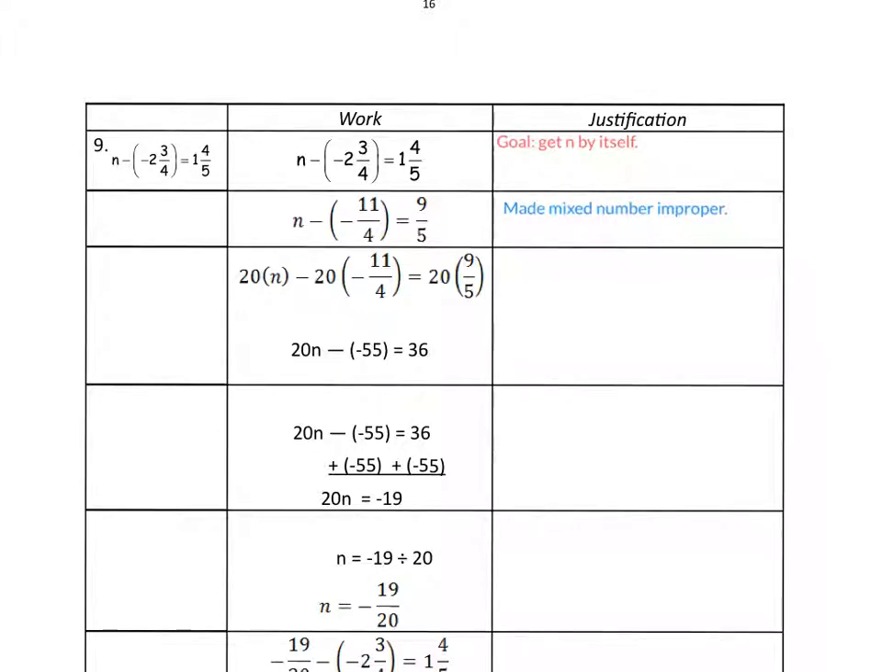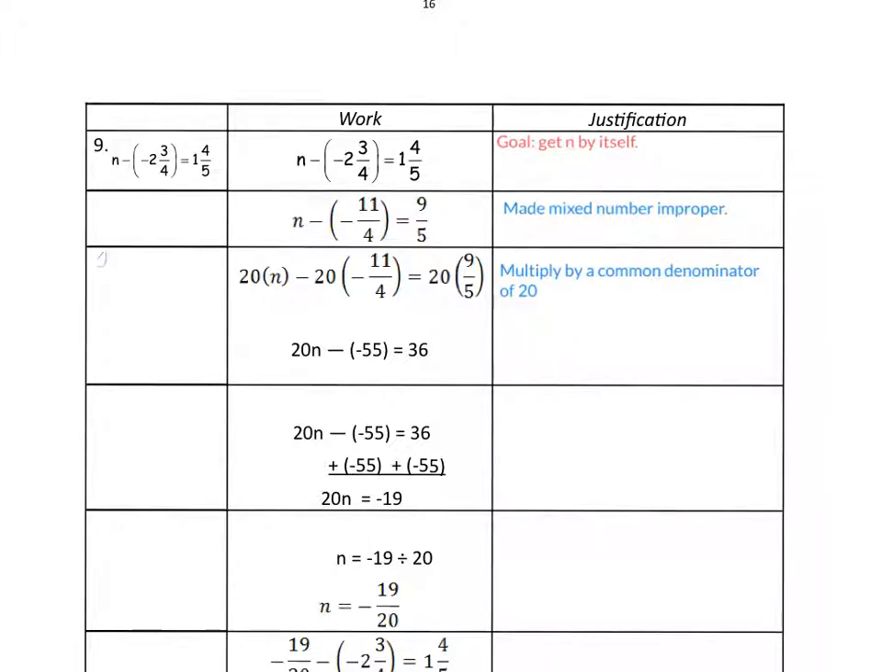So our next step is to multiply by a common denominator. What's our common denominator? 20. Our common denominator for both of those is 20. And so we multiplied everything: the n, the negative 2 3/4, and the 1 4/5. Oh, and I'm sorry, on the second step we also made 1 4/5 into 9/5, so we made that one an improper fraction as well. Here's how the math looks for those improper fractions being multiplied by 20.